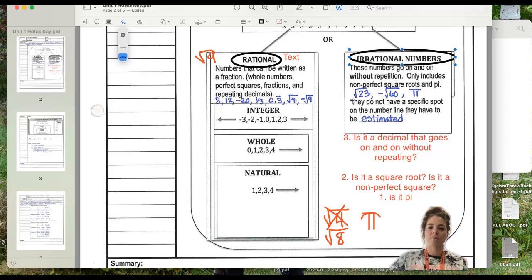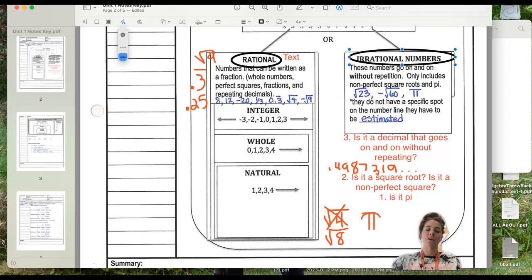All right, now the third thing I'm going to ask is, is my number a decimal? If it is a decimal and it repeats, going to go over here, or terminates, which means stops, it's going to go over here. The only type of decimal that goes over here is a decimal that goes on and on forever without repeating. So let's say I made up a number and there's no repeating pattern, every digit just is random and different, then that would be irrational.